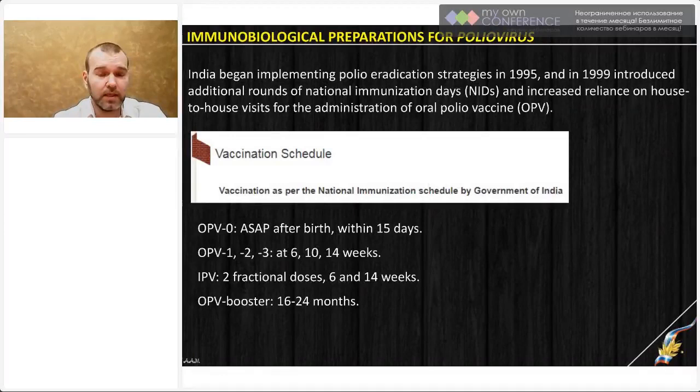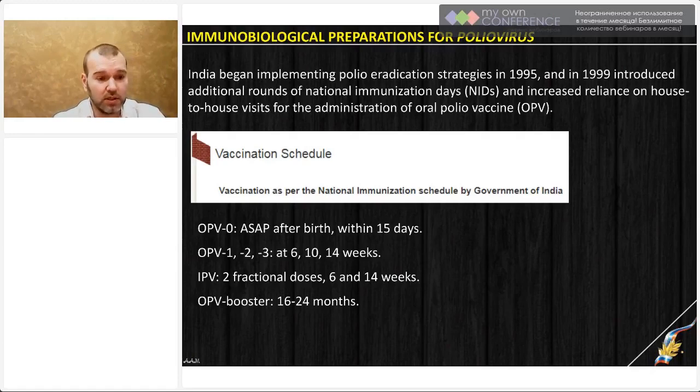And actually, when WHO started its activity toward the prevention of polio, India joined that activity very soon, in less than 10 years. A number of vaccines were introduced in the calendar and schedule of vaccination, and India is still using those vaccines for prevention of polio in kids. So the vaccination schedule is similar to that recommended by the CDC.